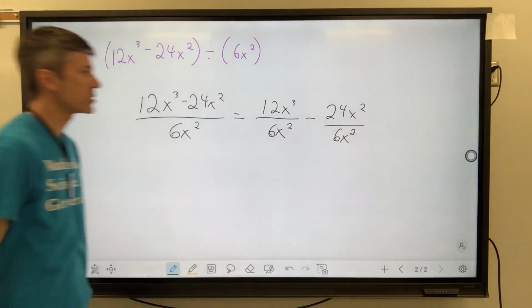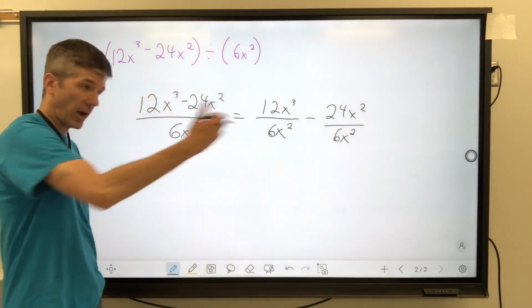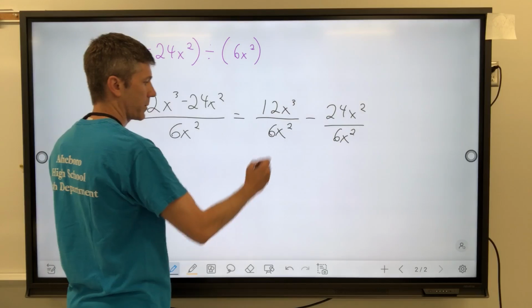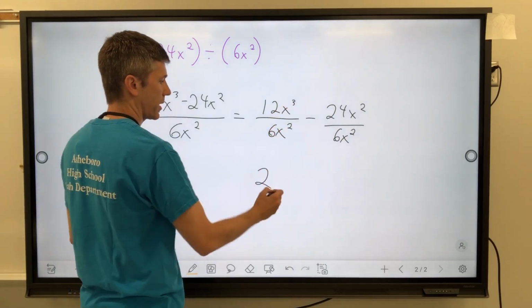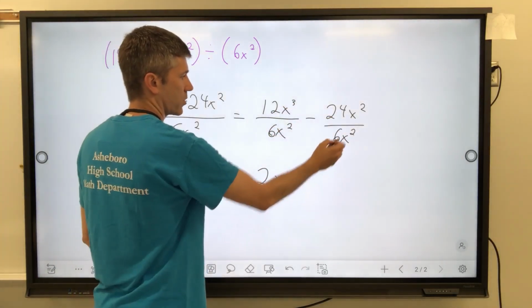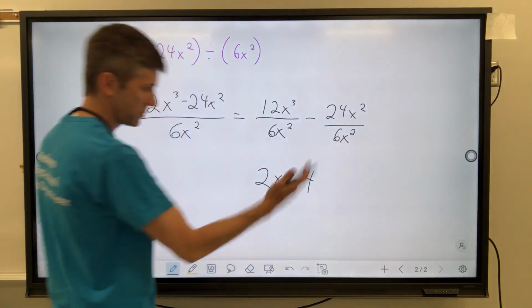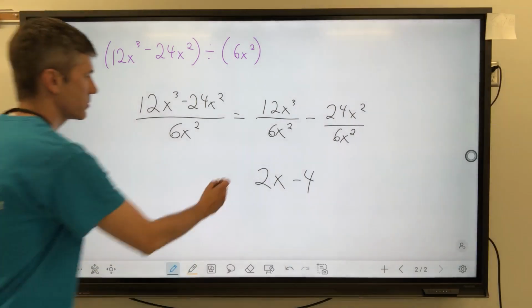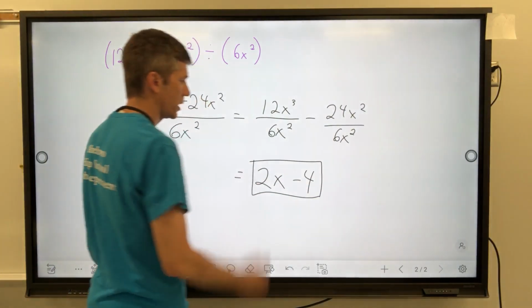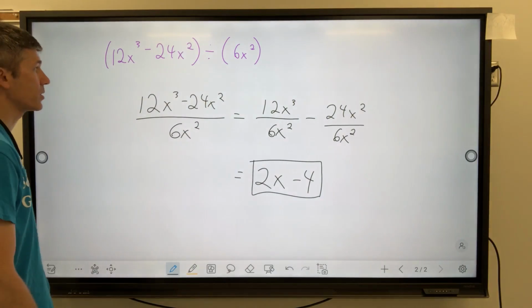There we go. So let's divide each individual fraction. Let's take care of each individual fraction. 12 divided by 6 is 2. X cubed divided by x squared is x. 24 divided by 6 is 4. It's negative 4. X squared divided by x squared is, well, 1. So it's gone. So this is my final answer right here. We're done. However, if you want to go the other route, you could.